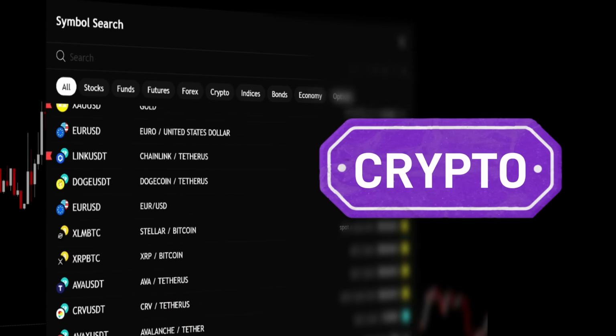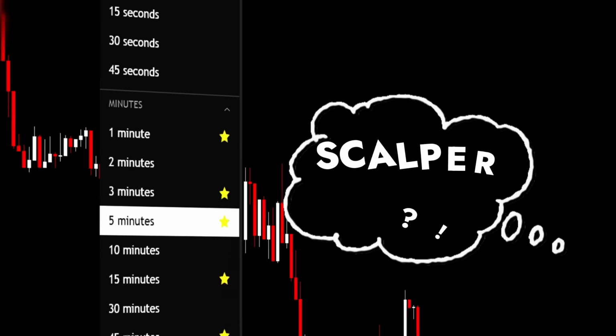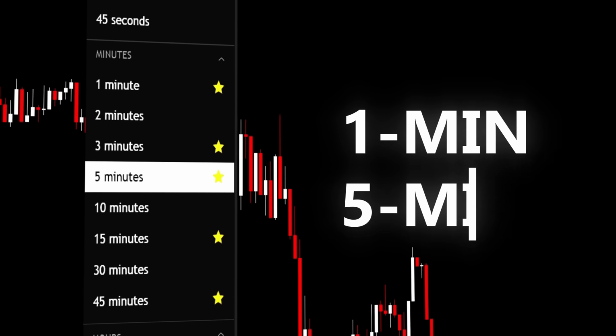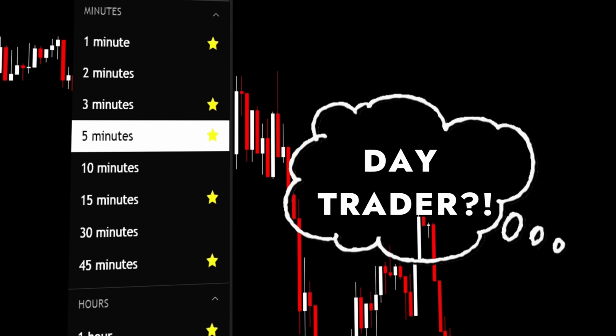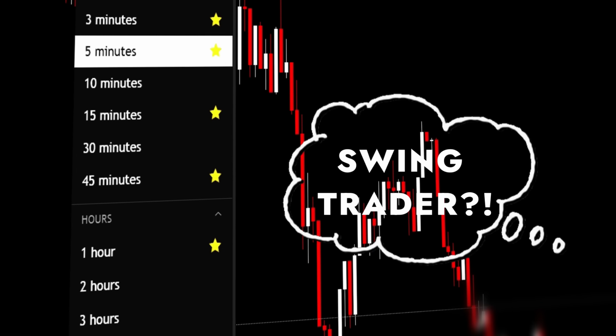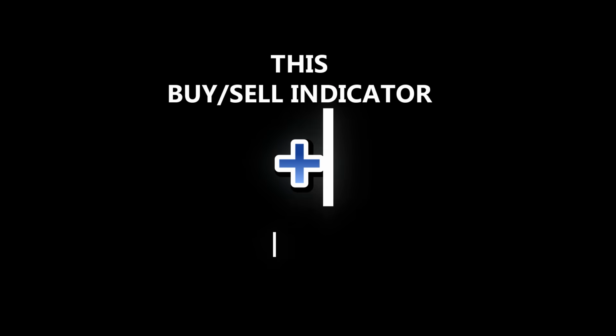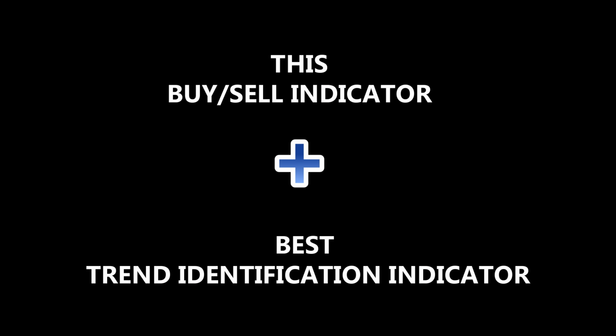Forex, crypto, stocks, or even options. The setup works. Seriously, it doesn't matter if you're a scalper hopping between 1 minute or 5 minute charts, a day trader using 15 minute or 1 hour charts, or even a swing trader checking out 4 hour or daily charts. This buy-sell indicator combined with the best trend identification indicator on TradingView can fit any style.